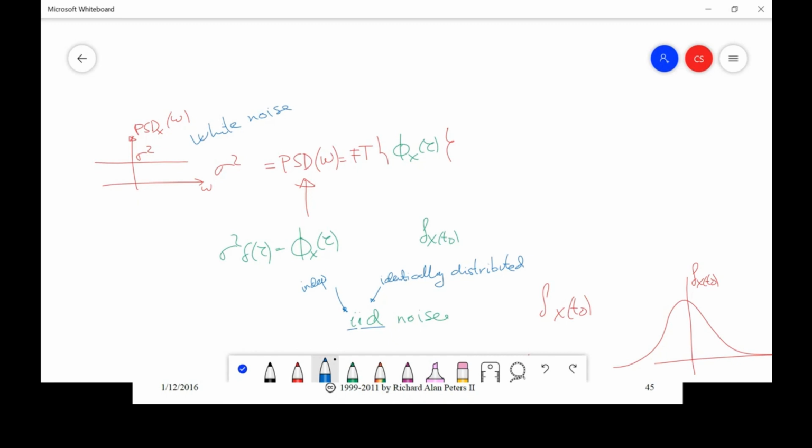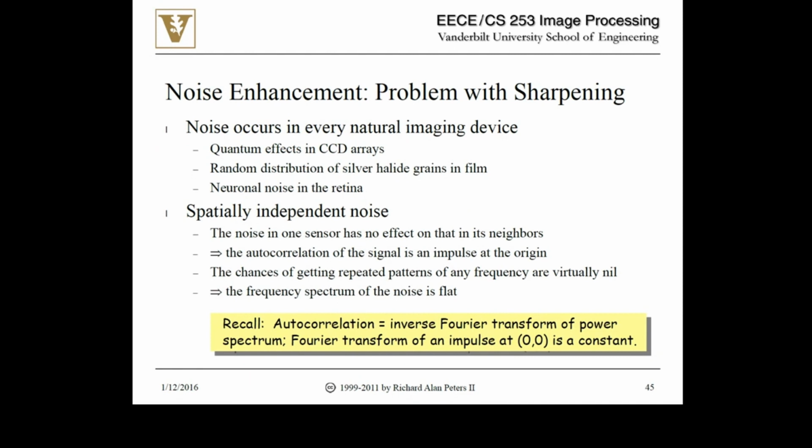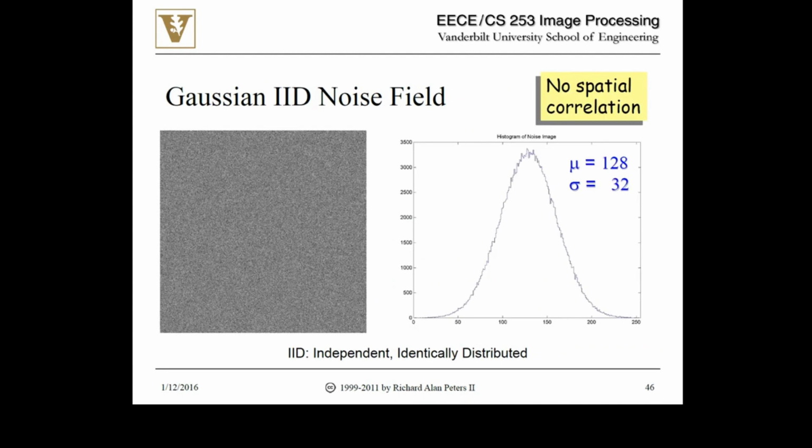Why do you call it white? Because the power spectrum of white light is flat. Okay, so white light is flat, and this is a flat spectrum, so you call it white noise. So white noise refers to independence. It doesn't say anything about the distribution. Okay, so now, these comments here, they are what I have been explaining.